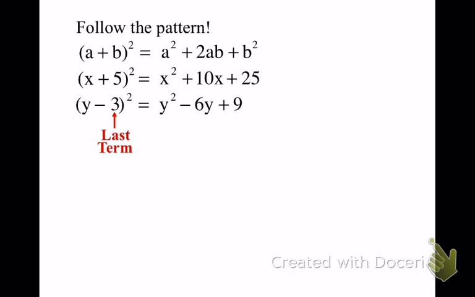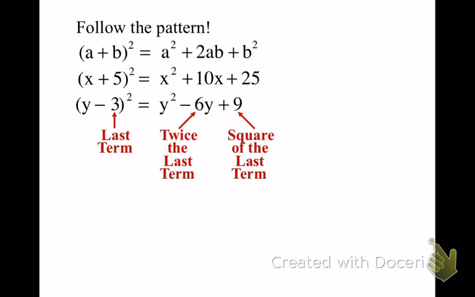So remember, let's look at how they explain it. The last term, if I square it, I get the last term in my trinomial. If I double it, I get the coefficient of the middle term. Okay?